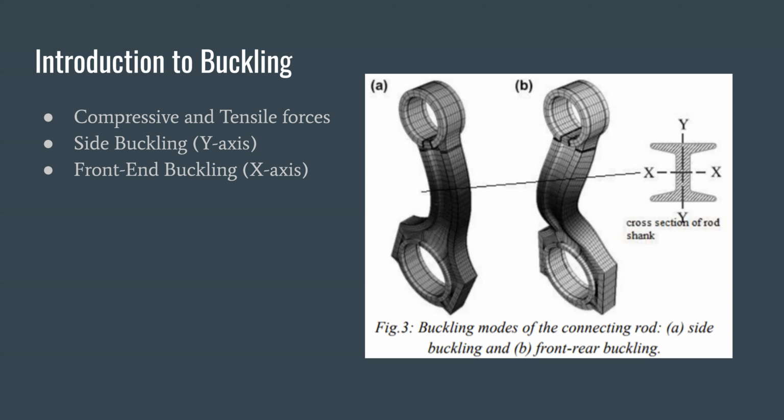As shown in the figure, there are two practical buckling modes of the connecting rod. One is called side buckling, which occurs in the direction parallel to the rotating axis on the connecting rod, or in this figure, it's along the y-axis. The other is called front rear buckling, which occurs in the direction perpendicular to the side buckling, or the x-axis.